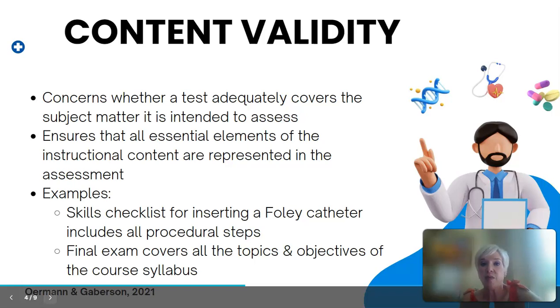A couple of examples of content validity include a skills checklist for inserting a Foley catheter would include all the procedural steps. Another example is a final exam of any course that covers all the topics and objectives of the course syllabus.